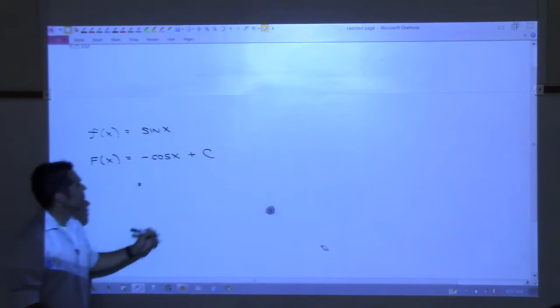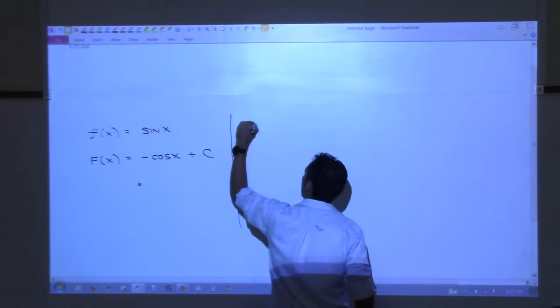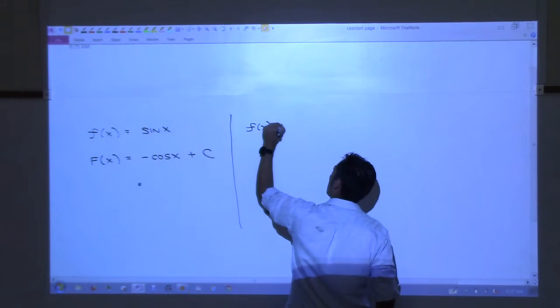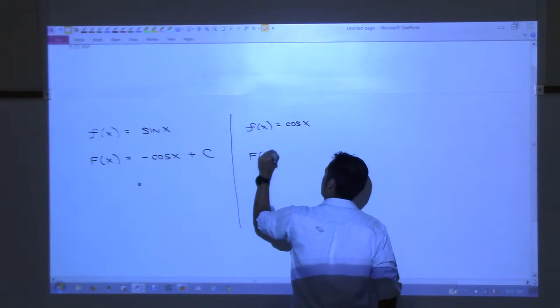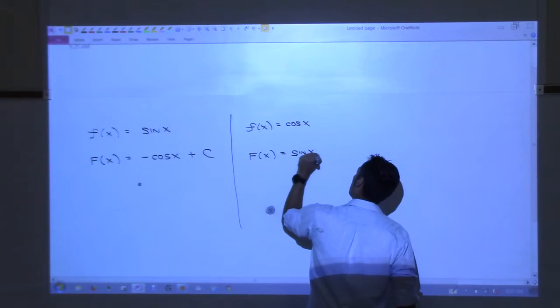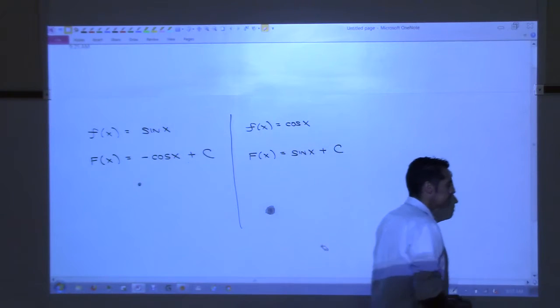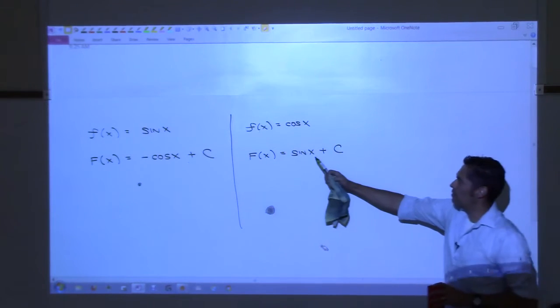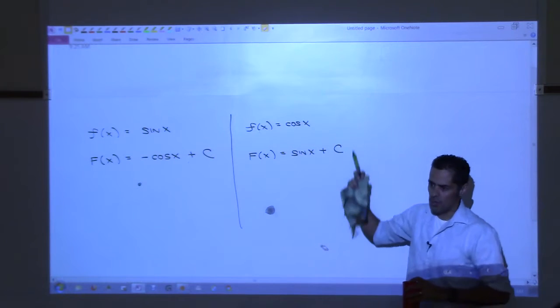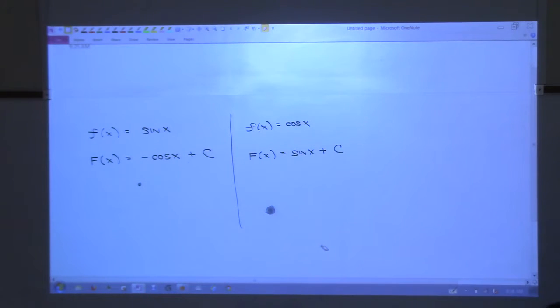Okay, what about cosine? What if we have little f of x is cosine x? The antiderivative of that is just sine x plus c. There we don't have to worry about a sign, right? The little negative doesn't pop out when we take the derivative of sine. We don't have a negative. It's just cosine, so that works.